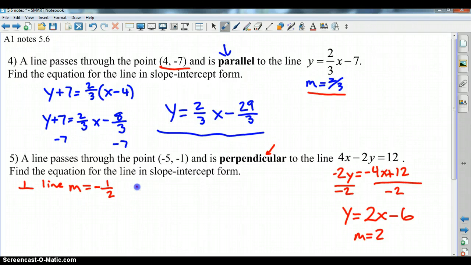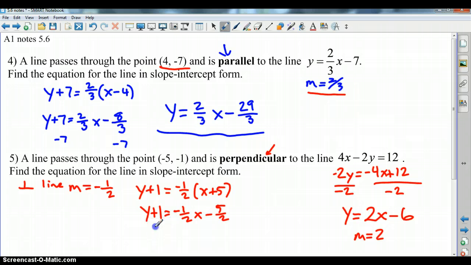At this point, we can use our point slope form like we're used to doing. So y plus 1 equals negative 1/2 times x plus 5. And I'm going to distribute the 1/2 and subtract the 1. I'm going to put my answer over here. So y then would equal negative 1/2 x minus 7/2. That's the line that's perpendicular to 4x minus 2y equals 12 and passes through the point negative 5, negative 1.